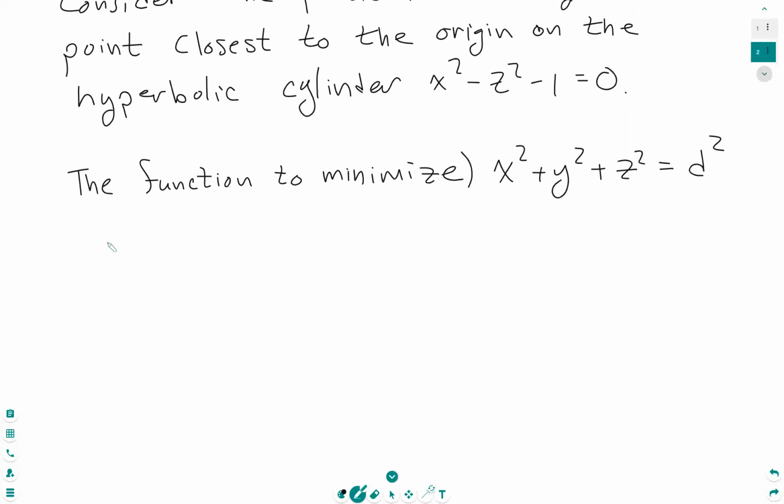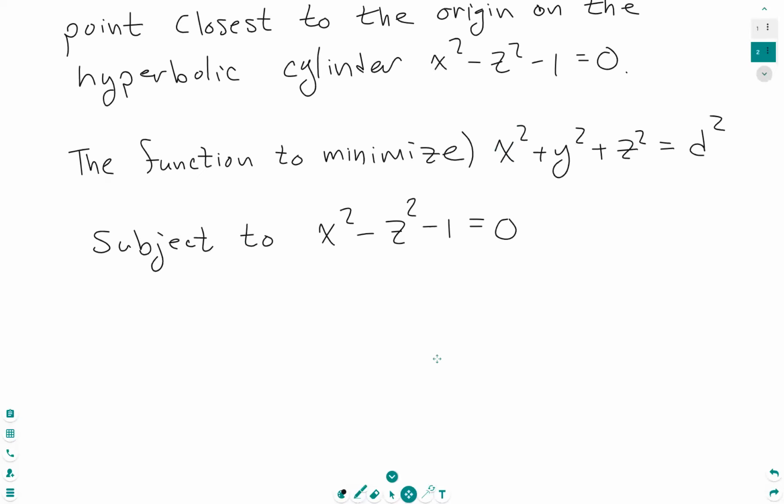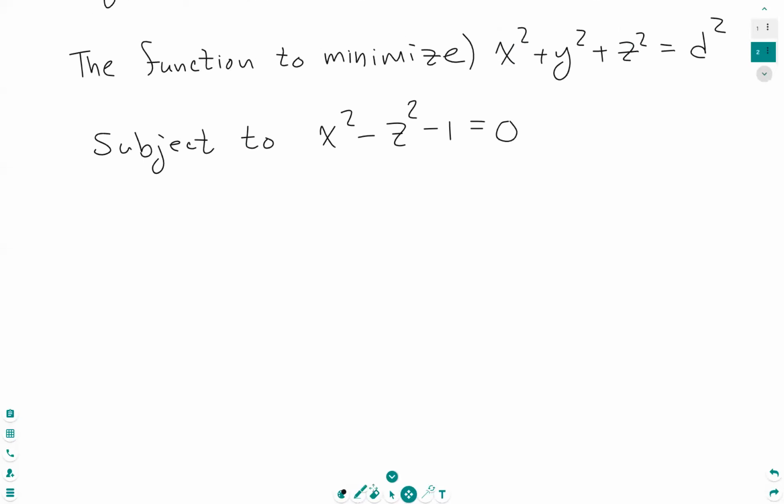So the constraint is that I have to be on my surface, which is detailed by x squared minus z squared minus 1 is equal to 0. Okay, so we can think of this guy as this expanding sphere. So let's have a little block of text detailing what's really happening.